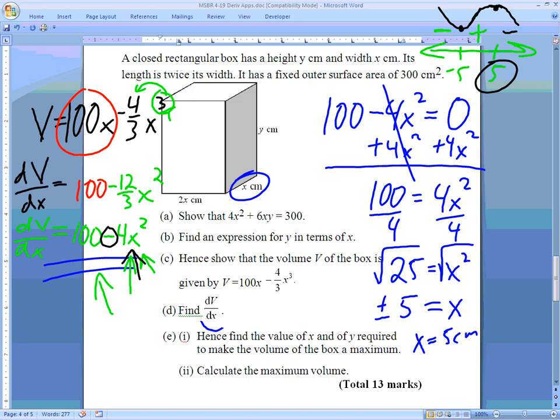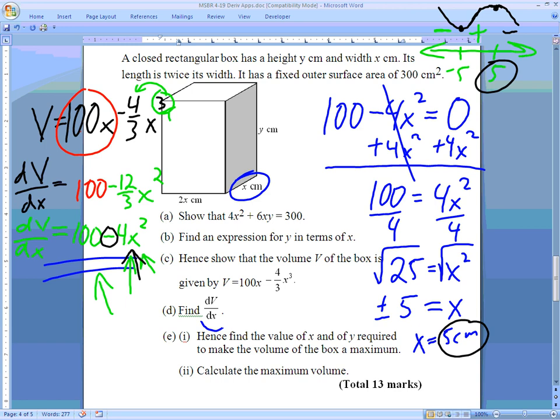I don't know that you necessarily needed to do all that work because of the fact that it was a real life problem and one of our answers was not realistic. And so we knew that this one probably was going to be our maximum all along. Then it says find the y value as well. Well, we can go back to our expression for y, which unfortunately I totally erased earlier, but we can then plug in our x value to find our y.